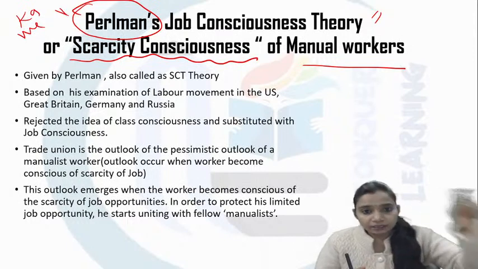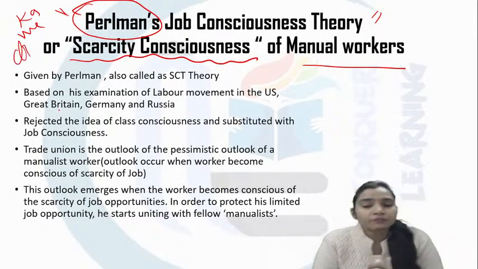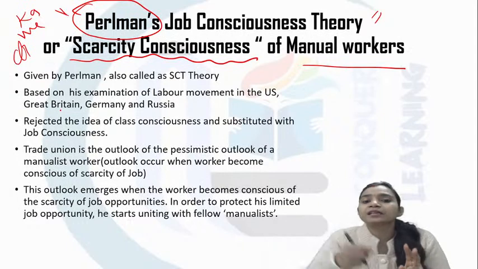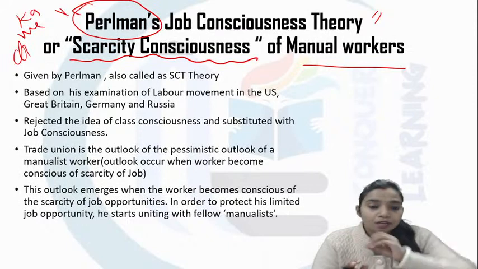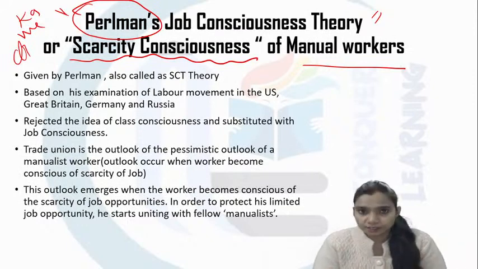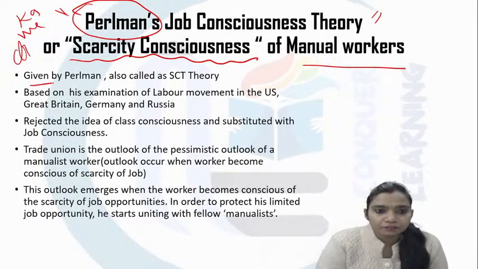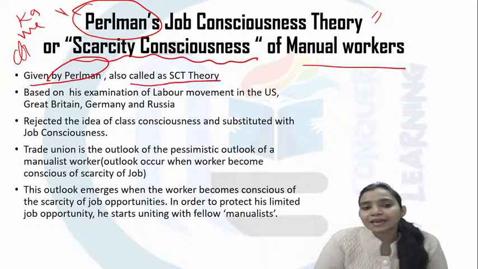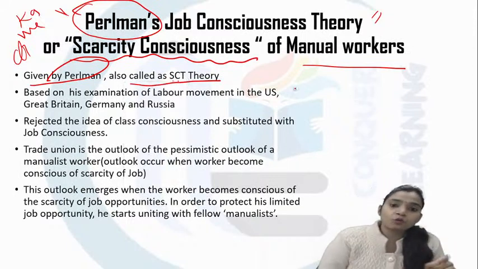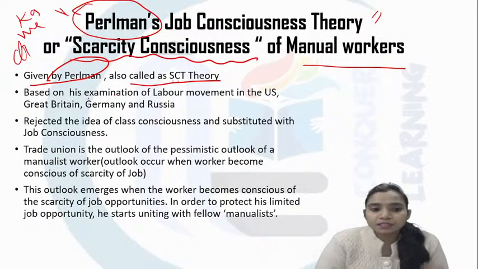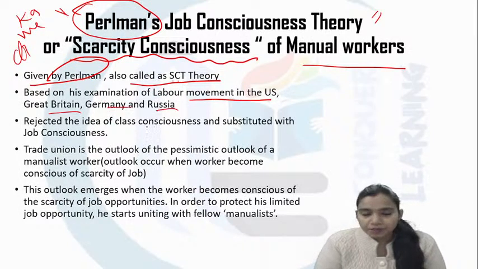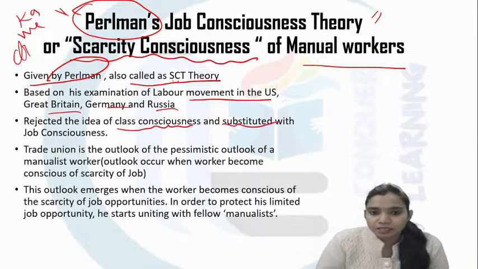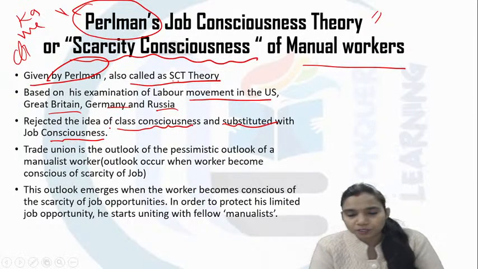So he rejected the idea of the class struggle given by Karl Marx and Webb and replaced it with the idea of what? Scarcity consciousness. Class consciousness replaced by what? Job consciousness. So this theory, given by Perlman, is also called SCT, scarcity consciousness theory. This is based on what? How did he realize this? He examined the labor movement in the US, Great Britain, Germany and Russia. He rejected the idea of class consciousness and substituted job consciousness.